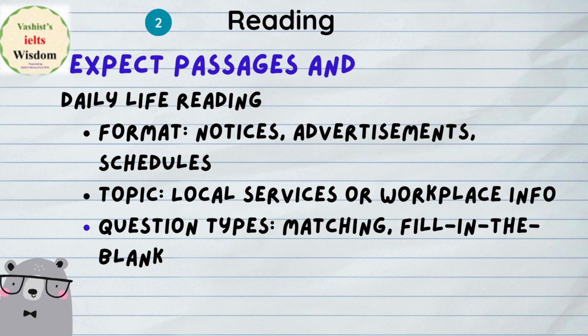The first topic you can expect is daily life reading, where the format should be notices, advertisements, and schedules. These are the formats you can definitely prepare while practicing through Cambridge books or online material, or any support if you are preparing for your exam these days. So please prepare accordingly. The next thing is topic: local services or local workplace information.